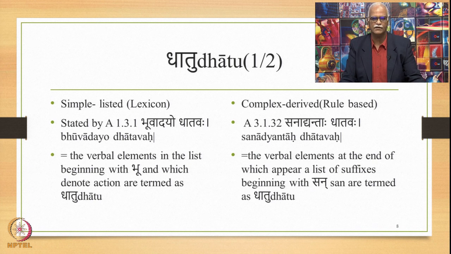1.3.1 Bhuvadayo Dhatavah. What this means is the verbal elements in the list beginning with Bhu, which denote action, are termed as Dhatu. And the complex ones, which are derived rule based, are stated by 3.1.32, which is Sanadyanta Dhatavah, which means the verbal elements at the end of which appear a list of suffixes beginning with san are termed as Dhatu. These are the two explanations of the term Dhatu, simple as well as complex.